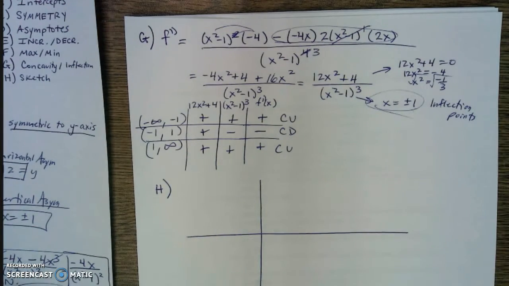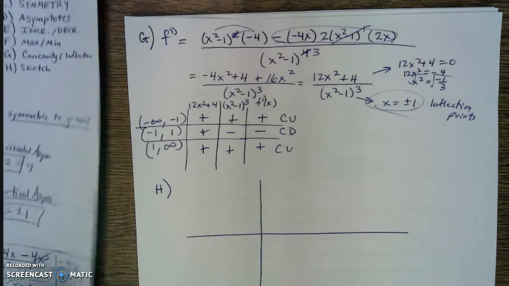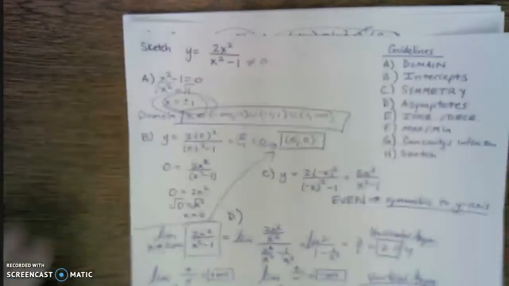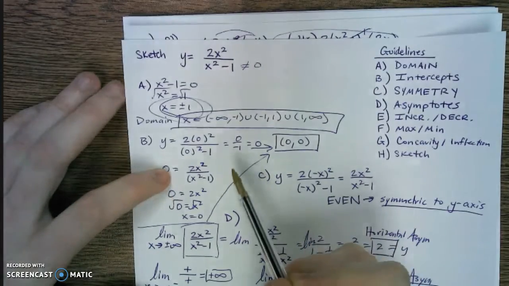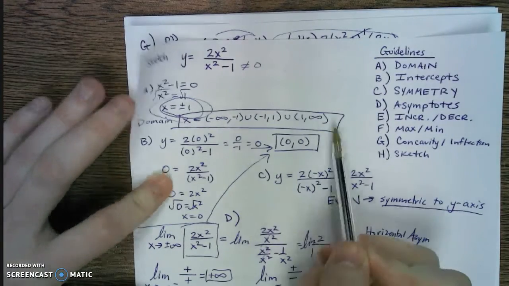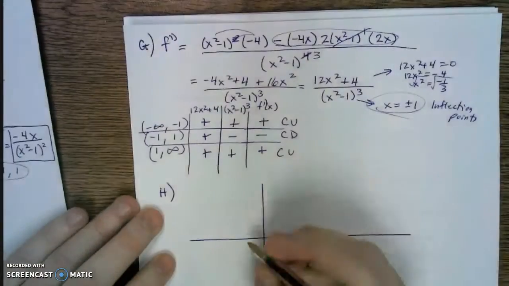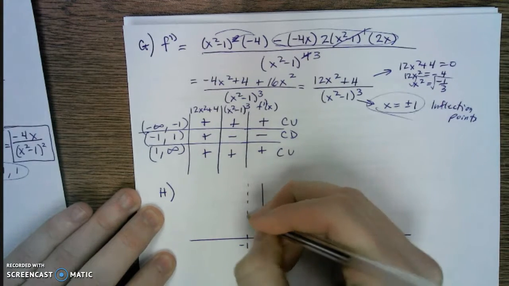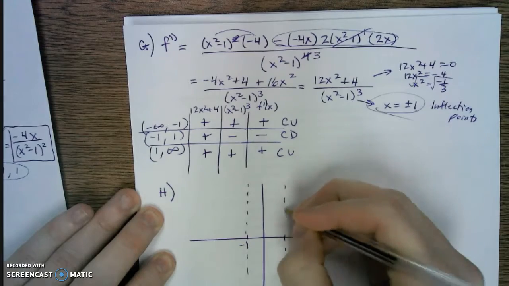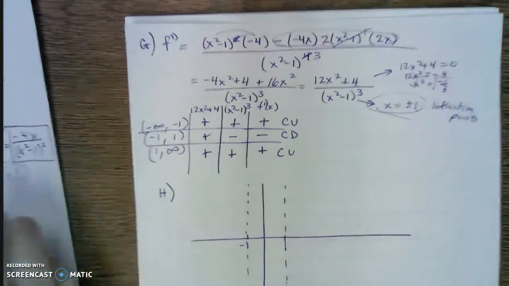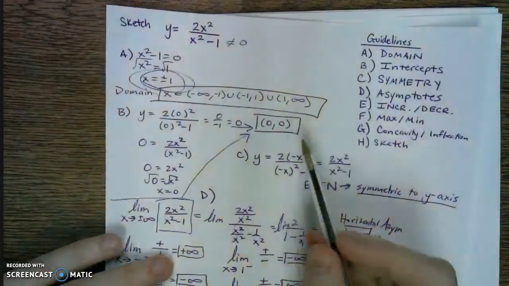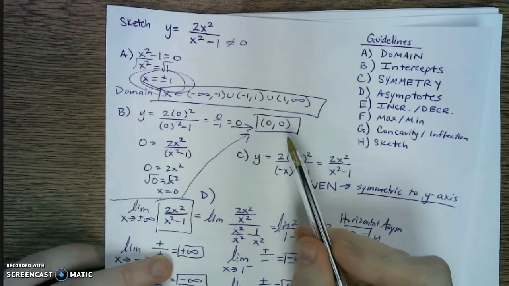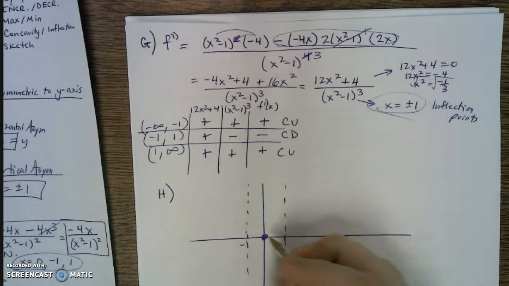And so let's start putting what we know. Part A, we figured out there's going to be asymptotes at -1 and 1. So -1 and 1, we can go ahead and mark asymptotes there. Then part B, we saw there is an intercept at 0, 0, so we can mark that. It's going to cross at 0, 0.